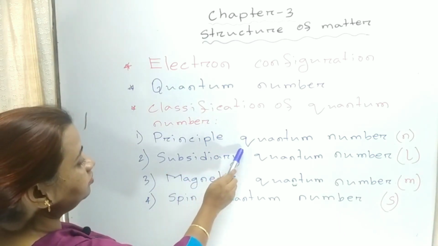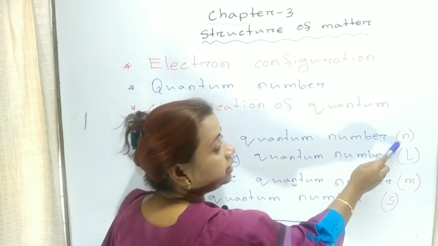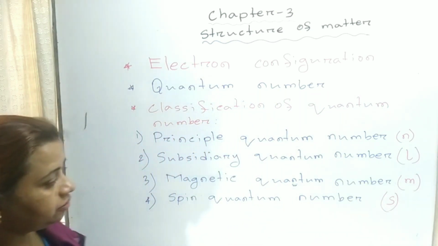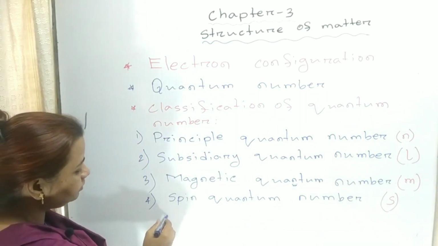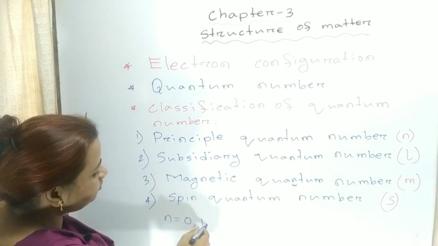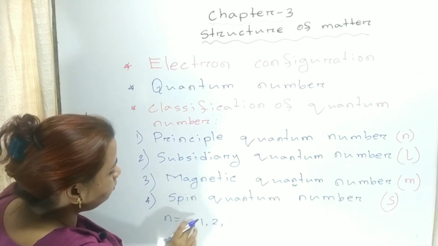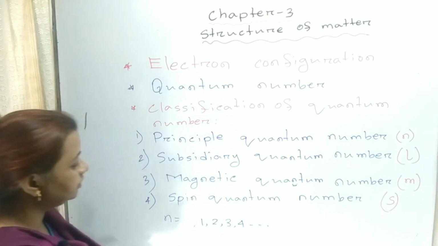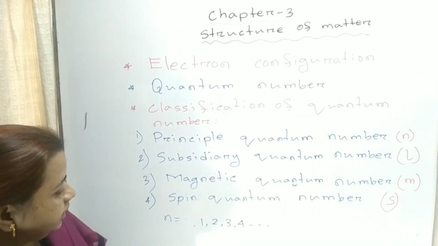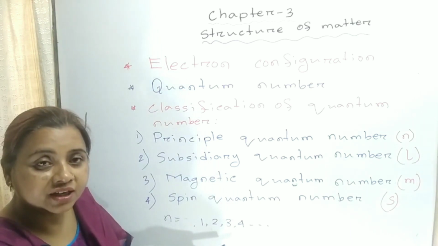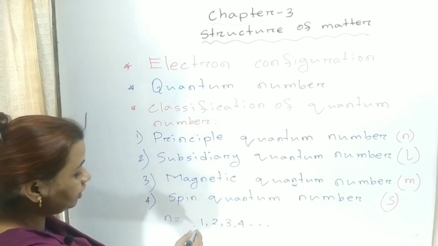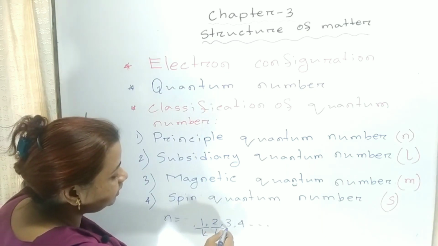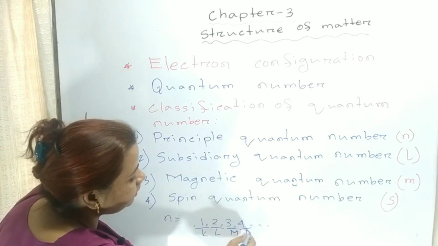Principal quantum number. Principal quantum number is expressed by small n. You know that small n equals energy levels 1, 2, 3, 4 like this. These are energy levels. n is used for expressing the energy levels. Whenever n is equal to 1, it is K. Whenever n is equal to 2, it is L, then M, N like this.